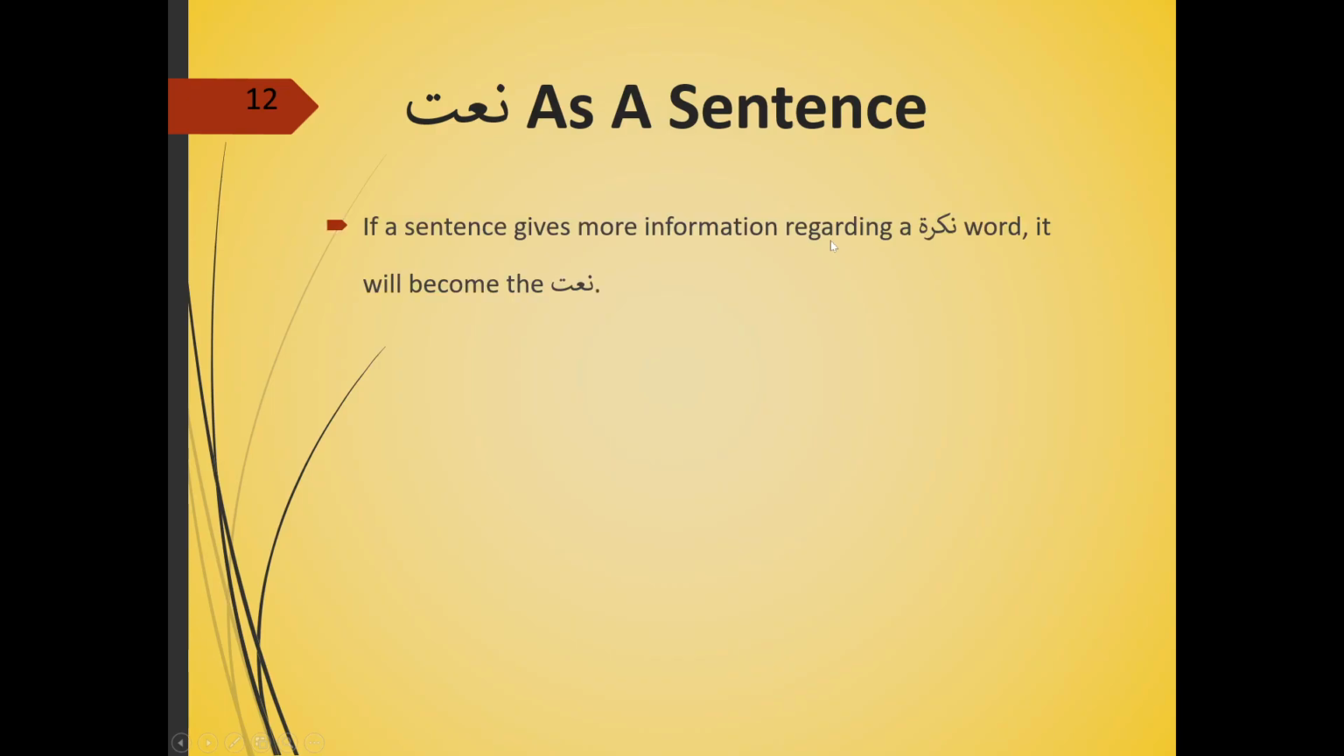Now, if a sentence gives more information regarding a nakirah word, nakirah words are words that end with tanwin. We know this, yeah? The definition of a nakirah or indefinite word is that it ends with a tanwin. It will become the na'atun. The sentence itself will describe the nakirah word. This is a man who came from the village.